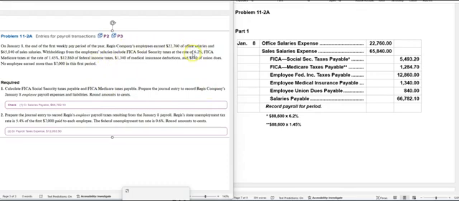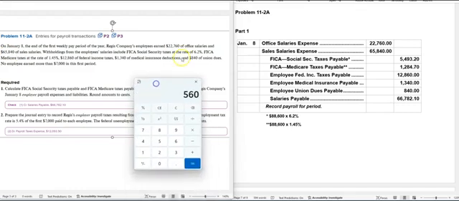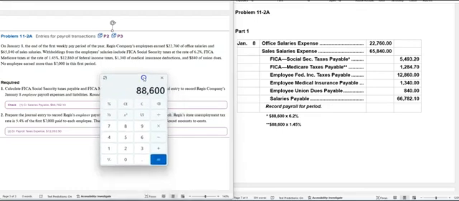To calculate these two taxes, we are going to be multiplying the dollar amount of gross wages and salaries by the tax rate. So $22,760 of office salaries, $65,840 of sales salaries. Total payroll is $88,600. Of that total payroll, the company is not going to pay 6.2% of it to the employees. They are going to pay it to the government.